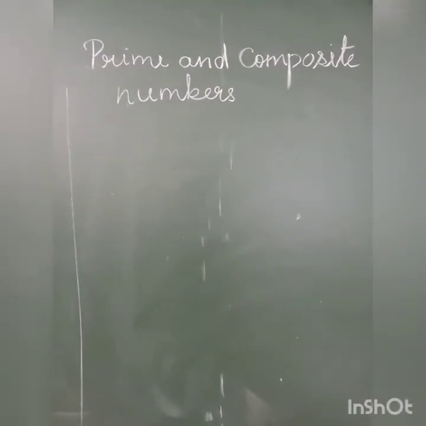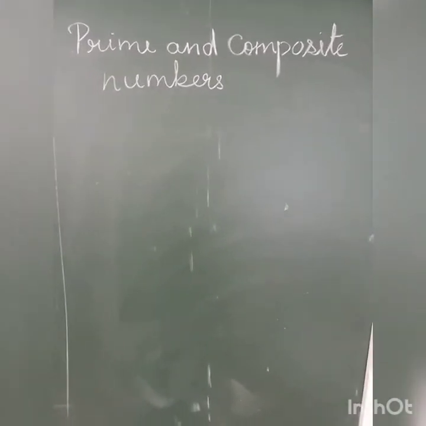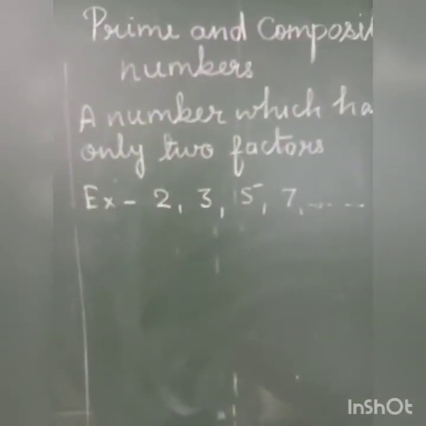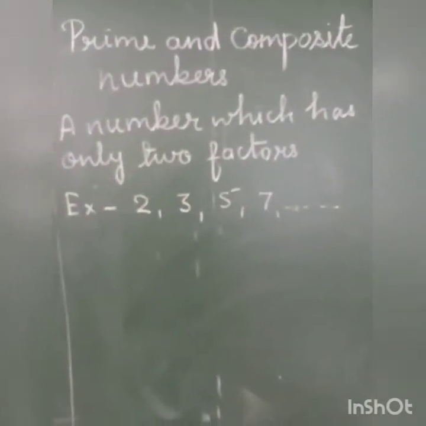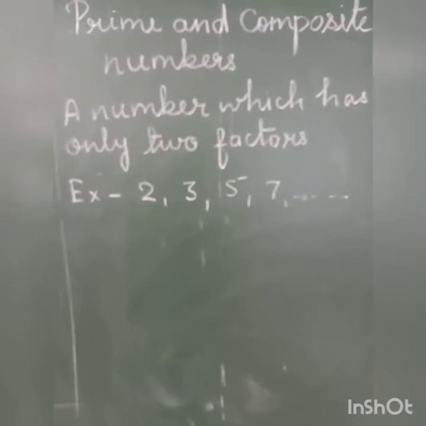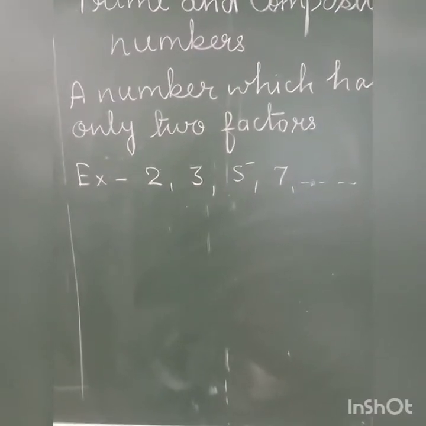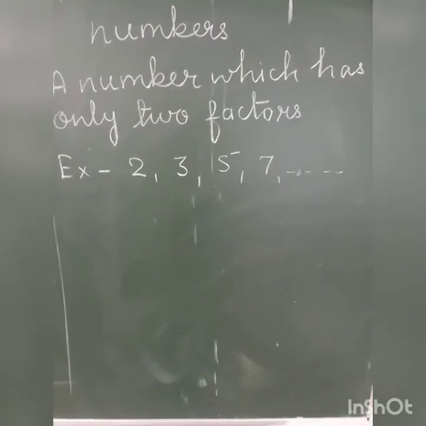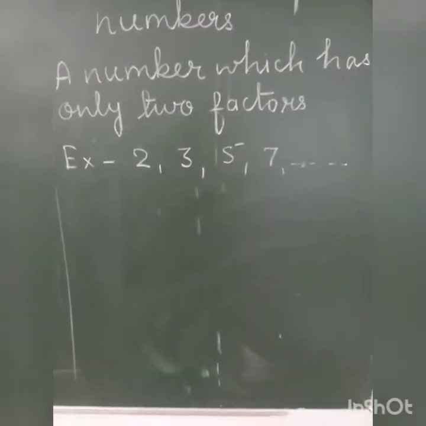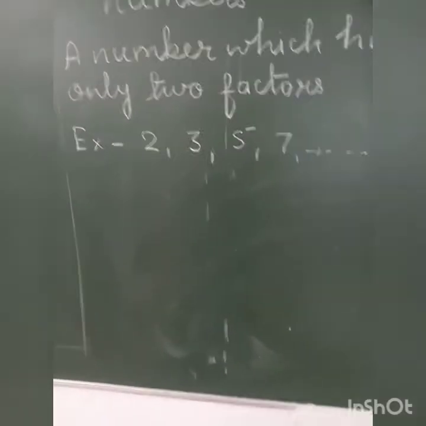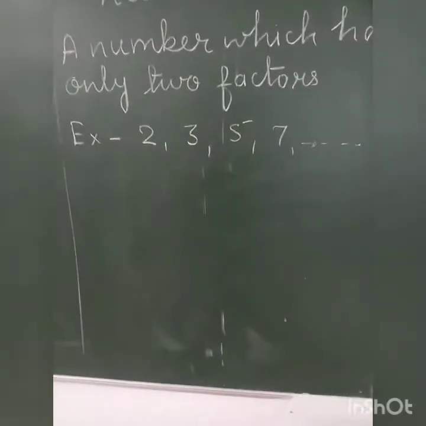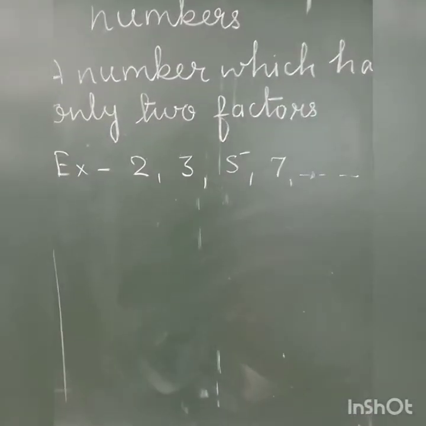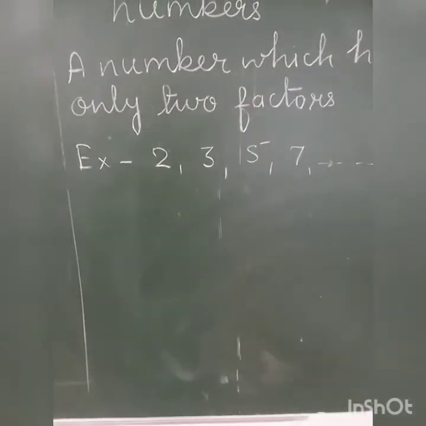Let's start with prime numbers. What is a prime number? A number which has only two factors, the number 1 and the number itself, right? For example, 2, 3, 5, 7 and so on are prime numbers. First of all, I am explaining how to find whether the given number is a prime number or not.